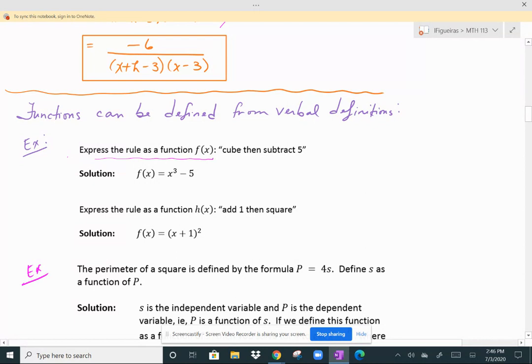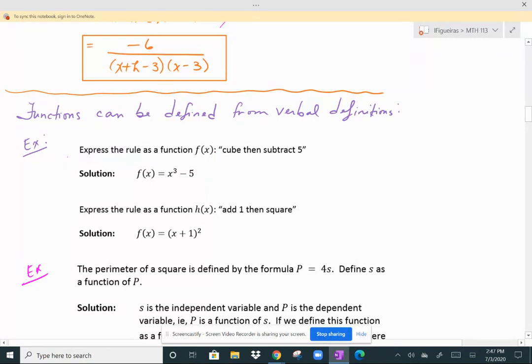So, and here's the rule: cube, then subtract 5. And so this notation is telling you that your input is x. So I have to cube x and then subtract 5 from it. So f of x is x cubed minus 5.